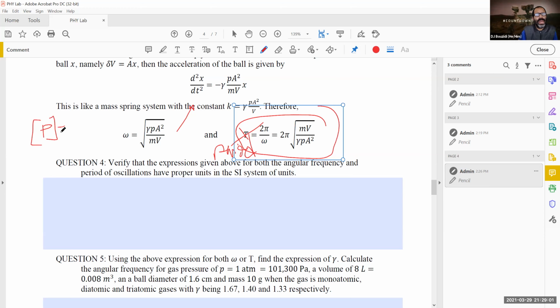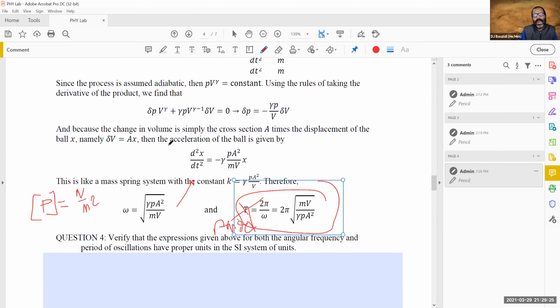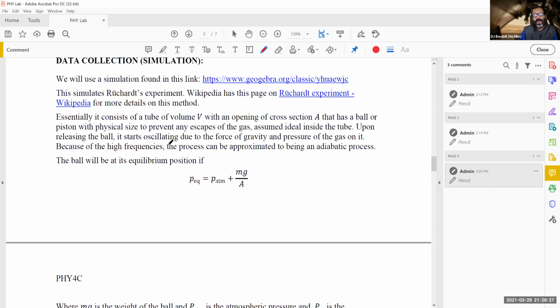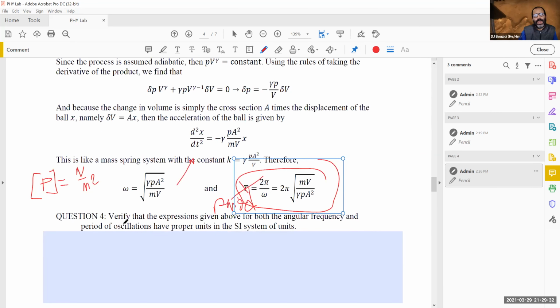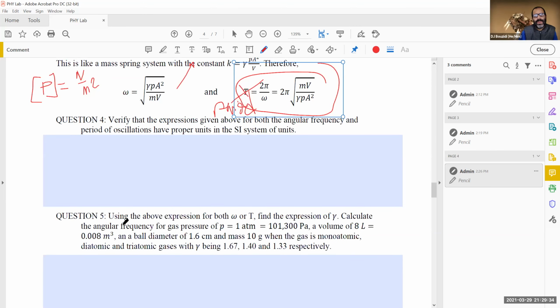So in other words, do a dimensional analysis. Pressure is a Newton per meter squared. Area is meter squared, so this whole thing is meter to the power 4. And Newton is kilogram meter per second squared. And mass is in kilogram, and volume is cubic meter. So if you substitute everything correctly, you're going to get omega with units of 1 over second, 1 over time, as it should be. So again, go back to the theory. If you really want more details on it, this is the expression for it. And this is what you're verifying in question 5.